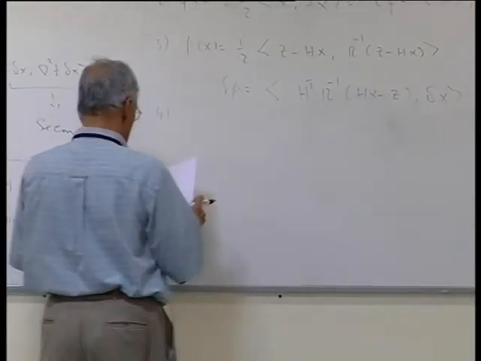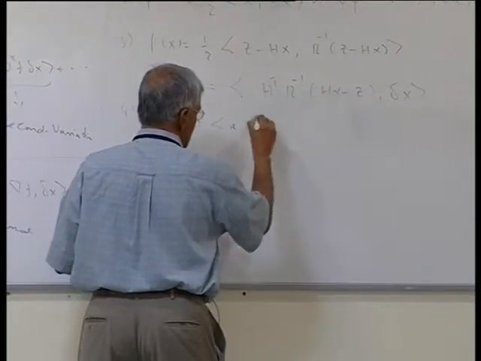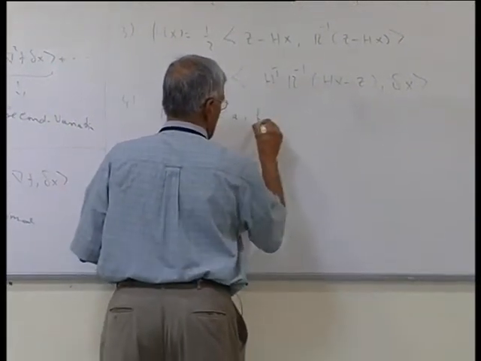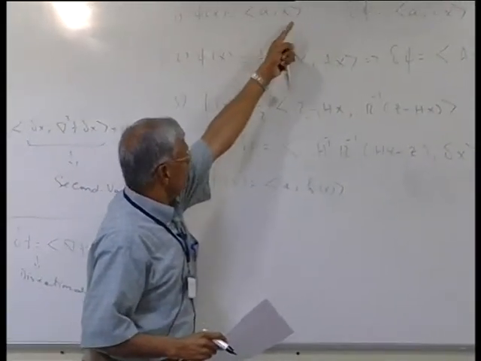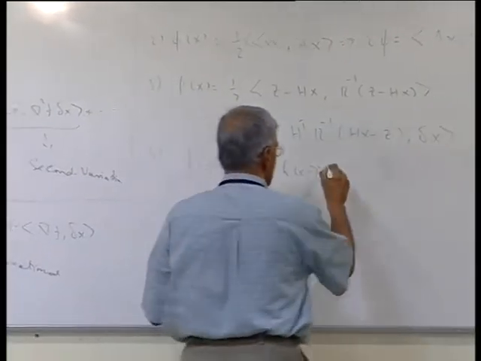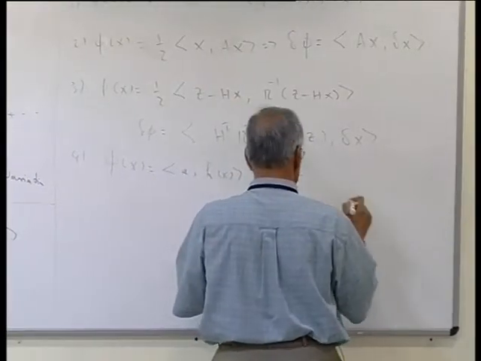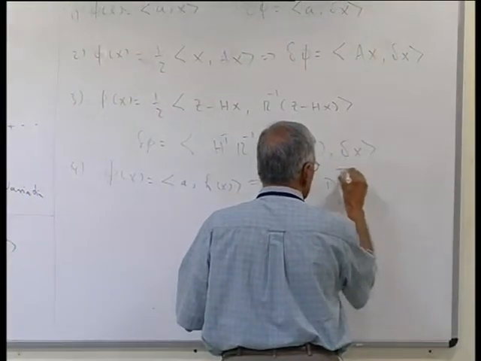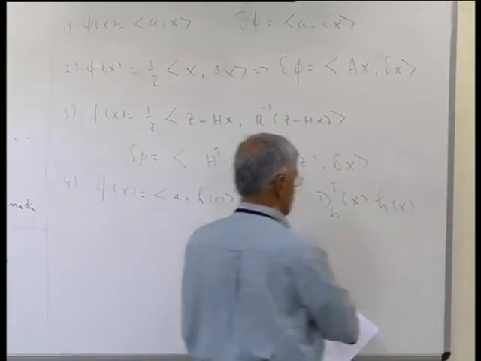The fourth one is phi of x equal to a transpose h of x. Look at this now. Earlier it was simply a linear function. This could be a nonlinear function, an inner product of a with a nonlinear function. In this particular case, del phi is equal to the Jacobian of h of x.